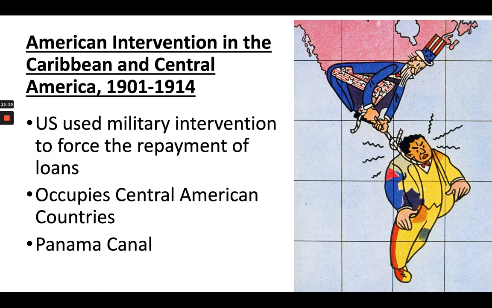So the Panamanians are part of Colombia, technically. Well, they desire some independence, and the U.S. says, hey, yeah, we'll help you get independence if you let us build a canal, and we are going to own the canal. So it works. Panamanian independence is 1903, and then we end up building and controlling the Panama Canal.